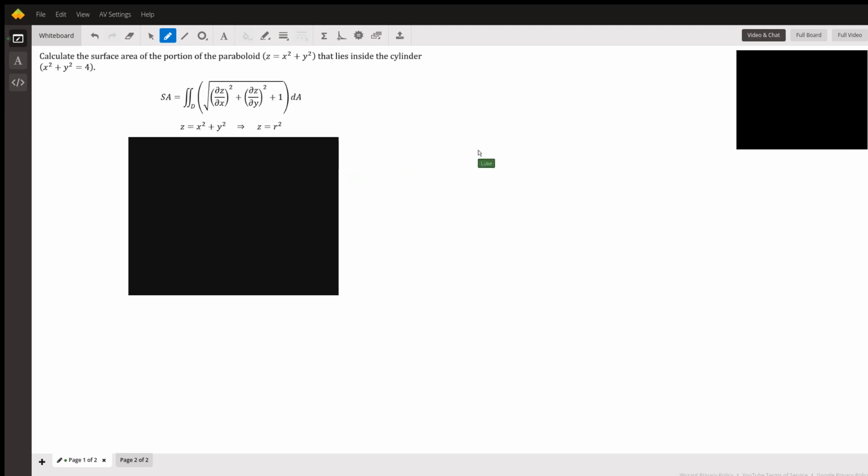So first off, this problem would be notoriously difficult in Cartesian, so I am going to go ahead and convert it to polar, which thankfully is going to be okay when converting it over, because the partial x and partial y will just turn into partial r and partial theta, and the dA will turn into the correct r dr d theta.